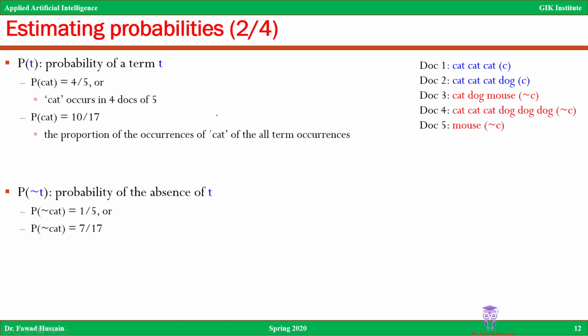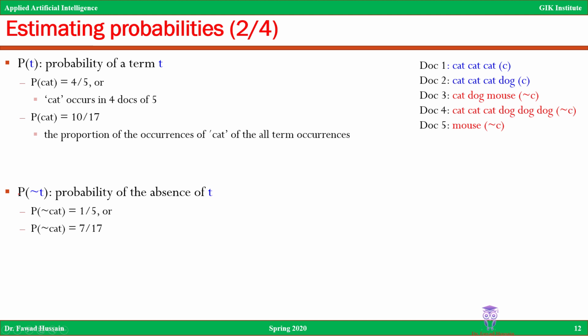If I use the other way, then I'm going to count how many times it occurs and count all the words that are occurring. So 1, 2, 3, 4, 5, 6, 7, 8, 9, 10. Cat occurs 10 times, and in total there are 17 words. So what's the probability of cat occurring? It is 10/17. You can use either one of them, but whichever you decide to use, you have to be consistent throughout the entire algorithm. So that's the probability of T.